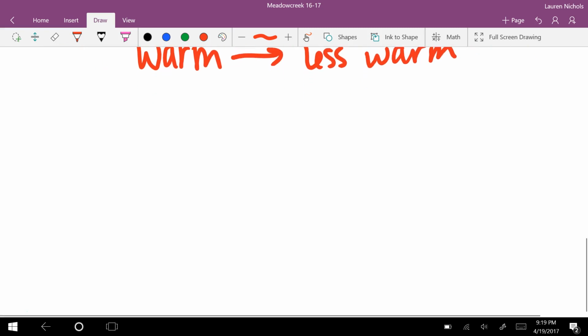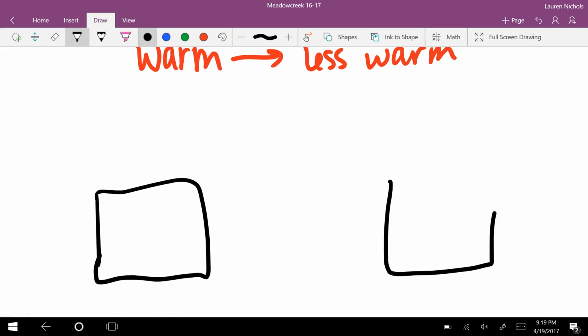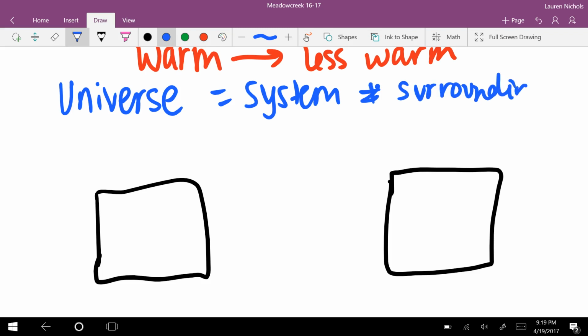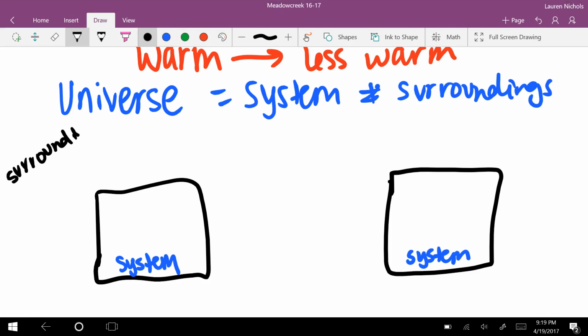Now, with that being said, we want to look at two scenarios. Let's say we have two boxes. Oh, and keep in mind, this is something we talked about. We have the universe, right? The whole wide universe is broken into two parts, your system plus your surroundings. Your system is what you're studying, what you're looking at, and your surroundings is everything else. In our box, our boxes are going to be our systems, and the surroundings is literally everything else in the whole world outside of it. So we've got our surroundings.